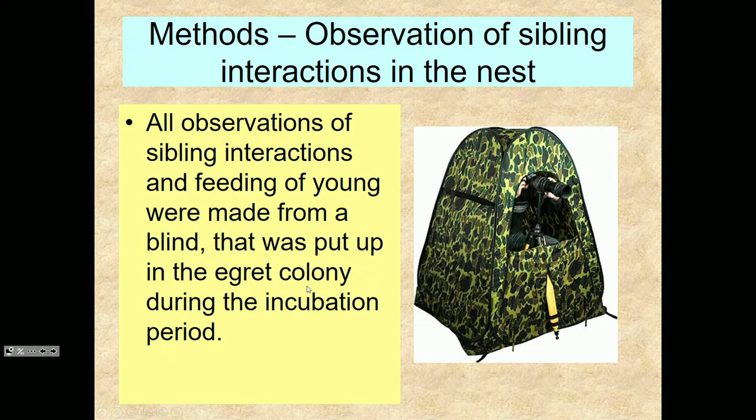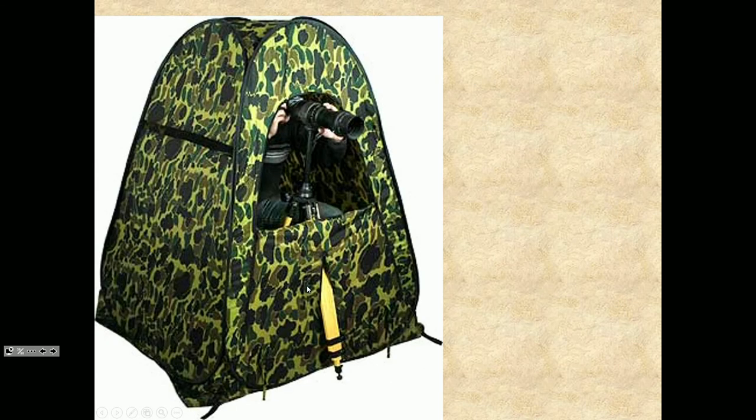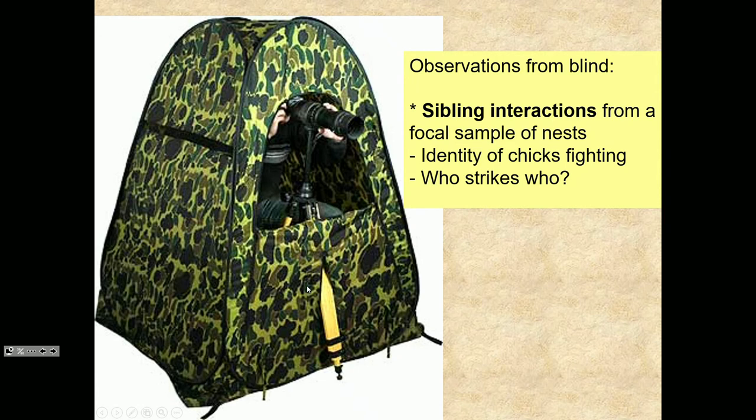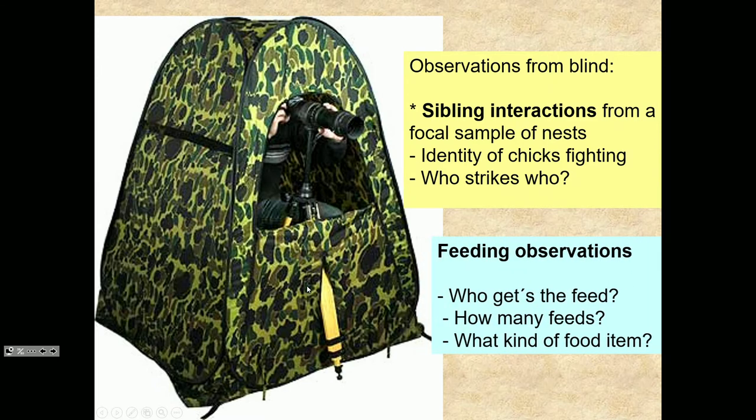To observe this, we put up hides, much bigger than this one, but this is just to show you that we made observations from the hide when the parents were feeding the young. We did observations of the chicks from a focal sample of the nest, because we couldn't, of course, see all of the nest. So we tried to see the identity of chicks fighting and who strikes whom. And for feeding observations, we recorded who gets the feed, how many feeds it gets, and also, if possible, what kind of food item.